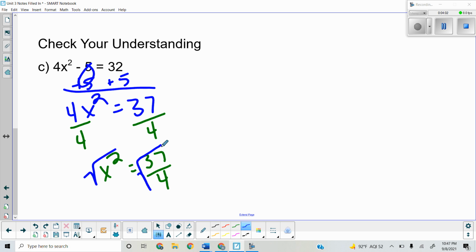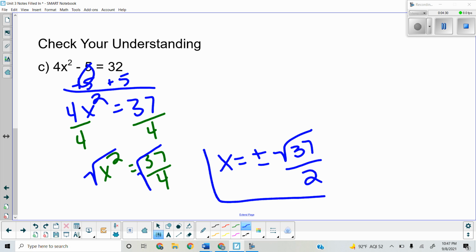So we would get x equals positive negative. Now we don't know what the square root of 37 is. Because it's a prime number, we can't break it down. So that will stay the square root of 37. But we do know the square root of 4 is 2. And that's our answer.